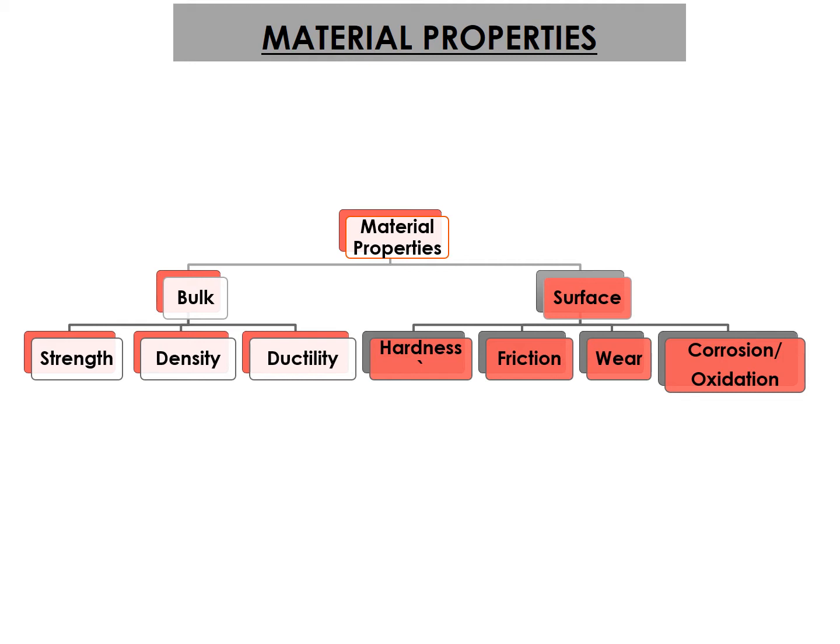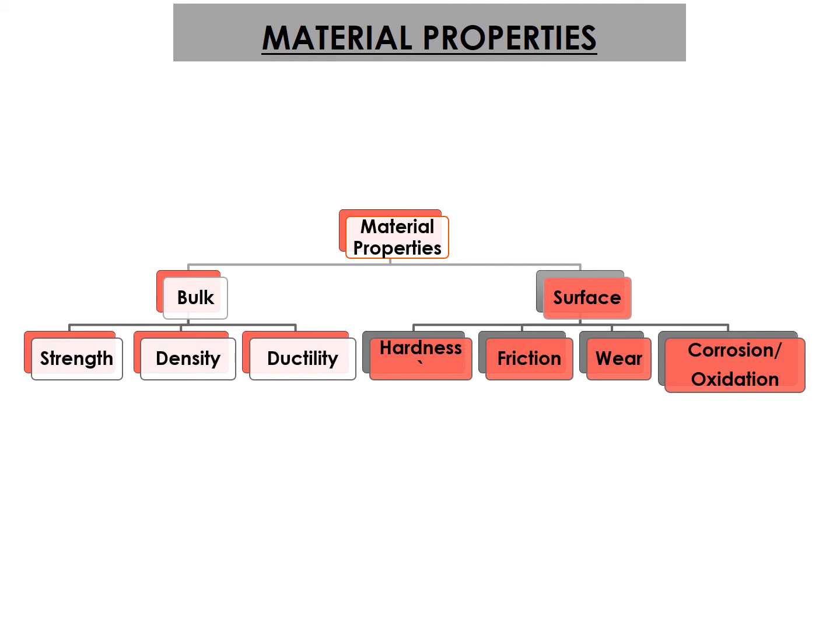Just a brief discussion on these properties. Strength. Strength is of the whole material. Now, what is strength? That is the capacity of the material to withstand the applied load without undergoing any plastic failure. This property we normally study in strength of materials also. Strength basically is not a surface property; it is a property of the bulk material because the whole material is going to resist against the applied load.